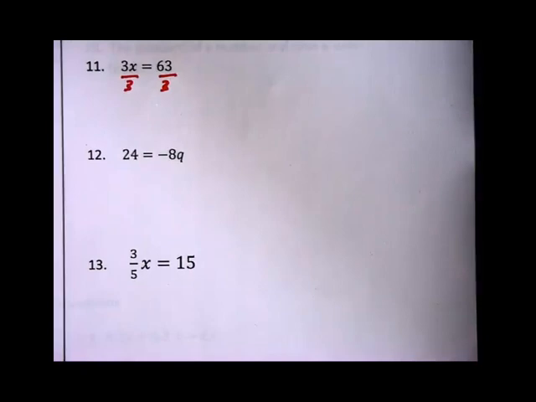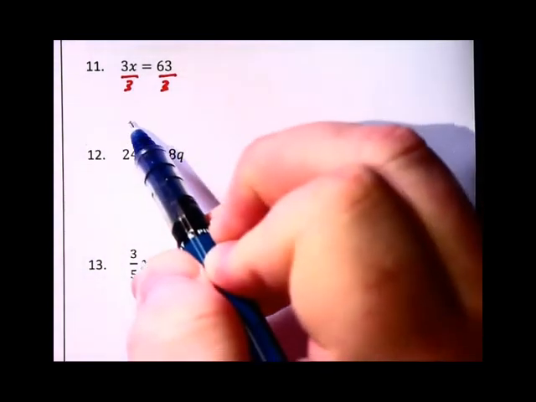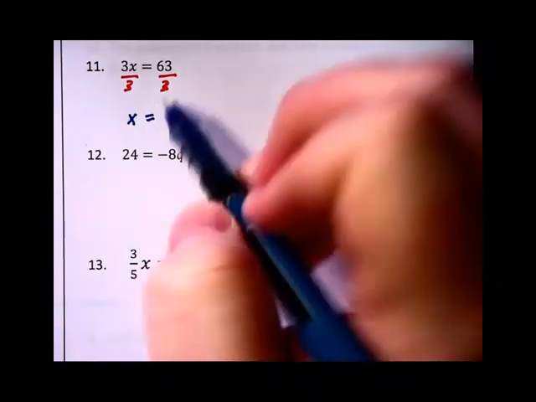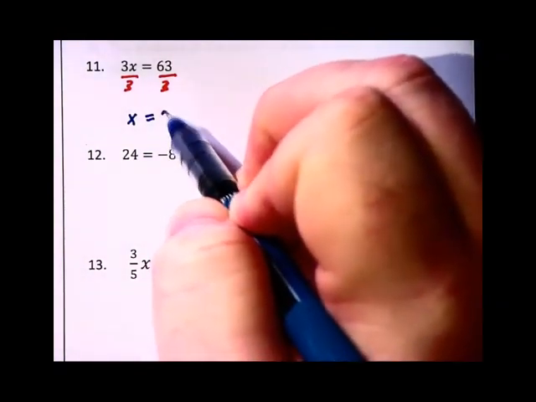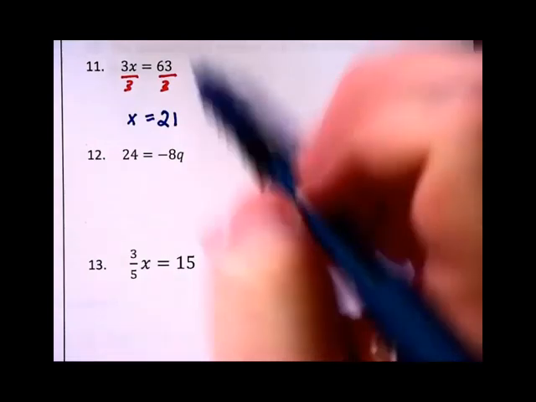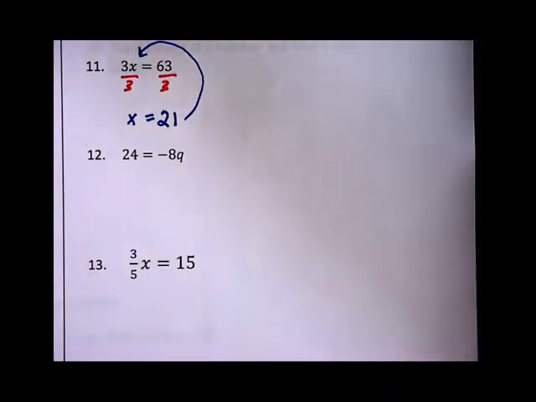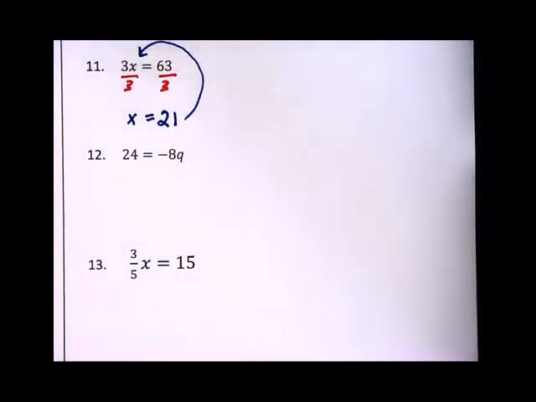If you think of it as getting rid of a number, it gets a little bit confusing. It's a little bit easier to think of this as undoing an operation. Here we're going to get 21 after we divide by 3. And notice, when you substitute that back in, 3 times 21 does make 63.